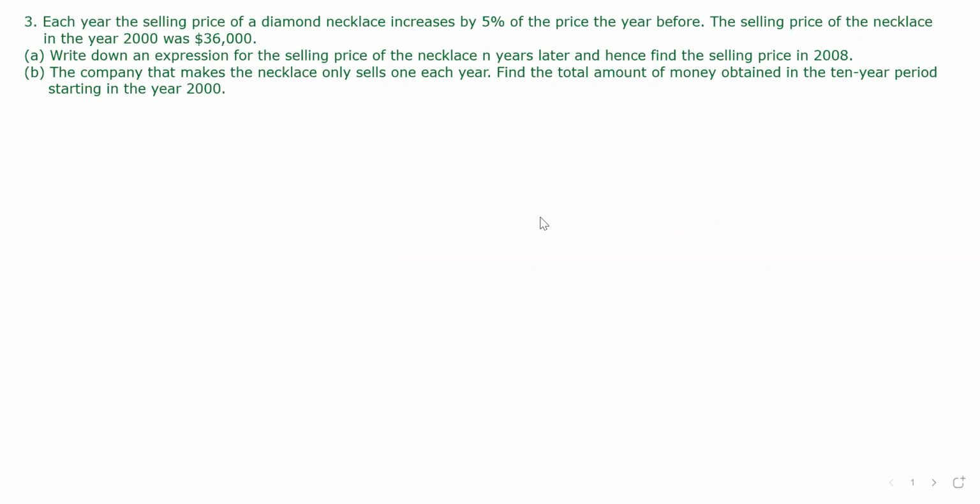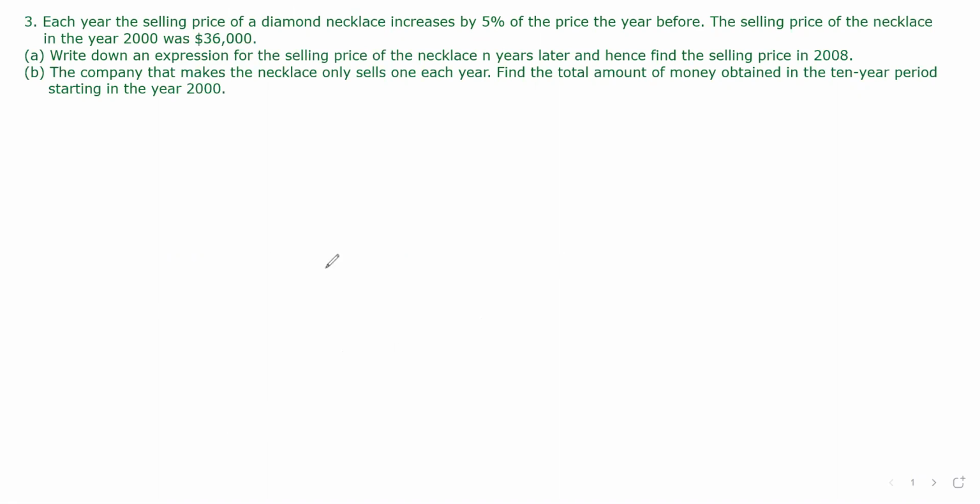We discussed question 3 for A-level mathematics paper 1 for May and June of the year 2020. For question 3, each year the selling price of a diamond necklace increases by 5% of the price the year before. So the price increase year by year is at 5%. The selling price in the year 2000 was 36,000.